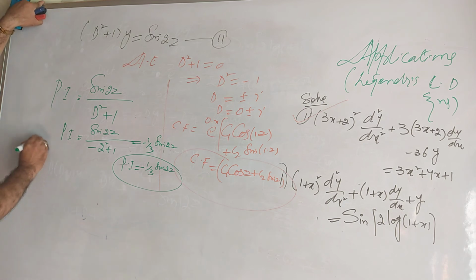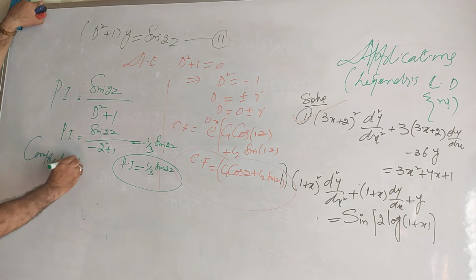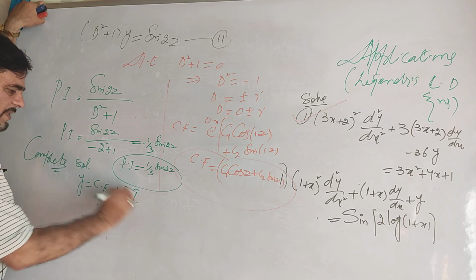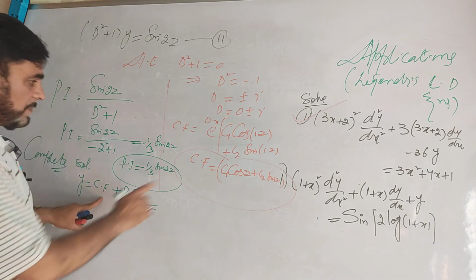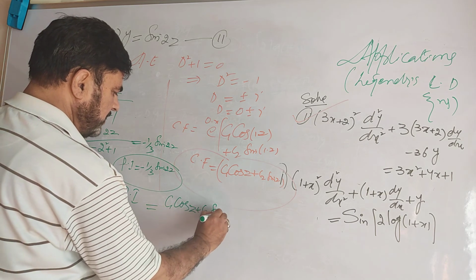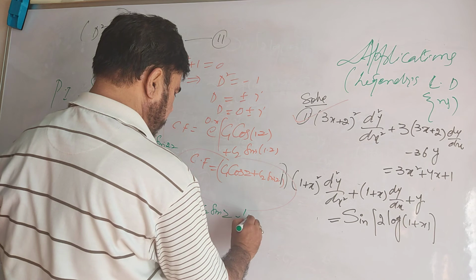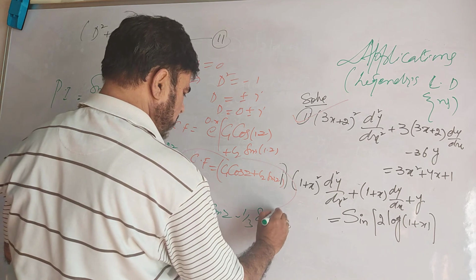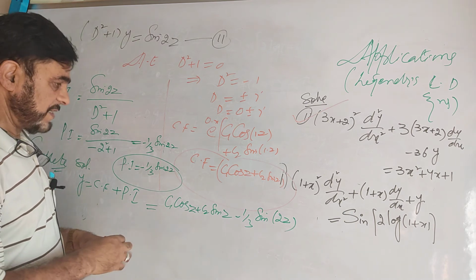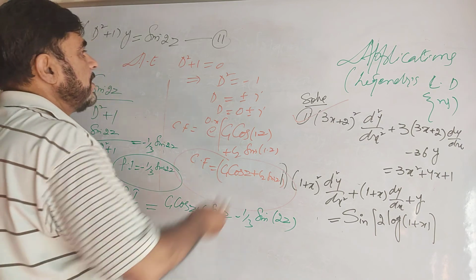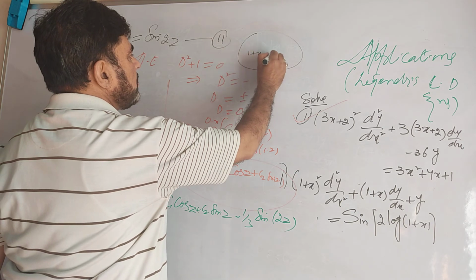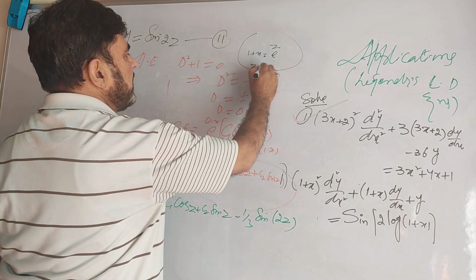Therefore, what is the complete solution? The complete solution is y = complementary function plus particular integral. The complementary function is c1 cos z + c2 sin z, then minus 1/3 sin 2z. And what is our z? I will again refresh your memory: in the initial stage we have put 1 + x = e^z, so that our z is log of 1 + x.